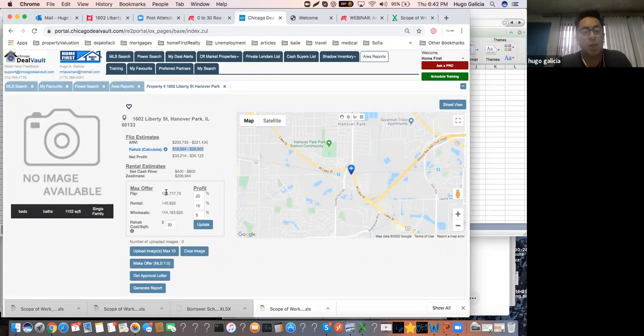And this is what's really important to me. Before we go into deeper analysis, we are going to tell you the most you should pay for the property depending on your exit strategy.